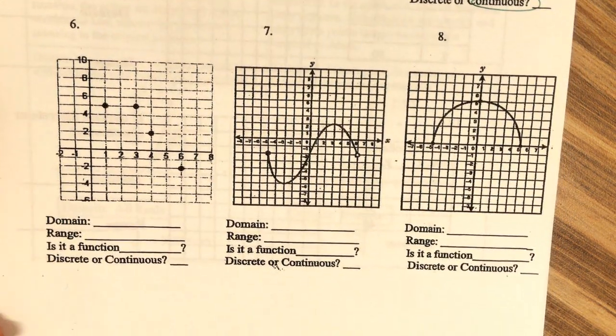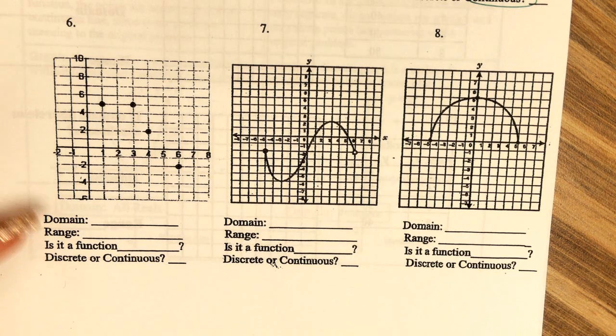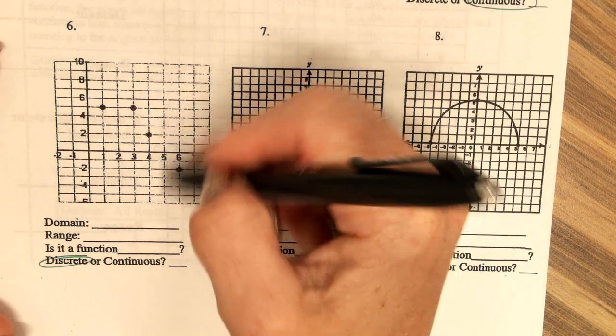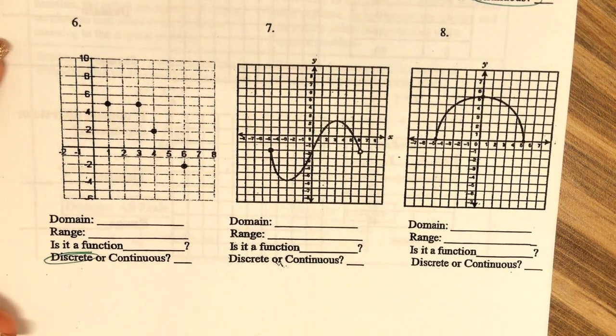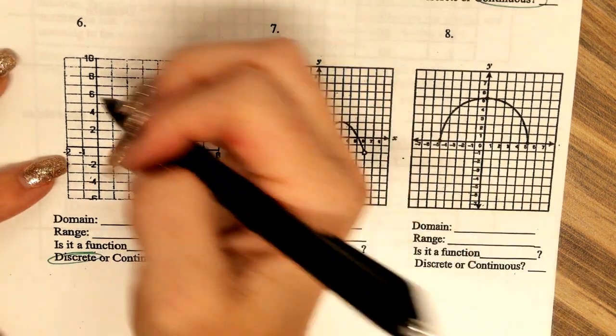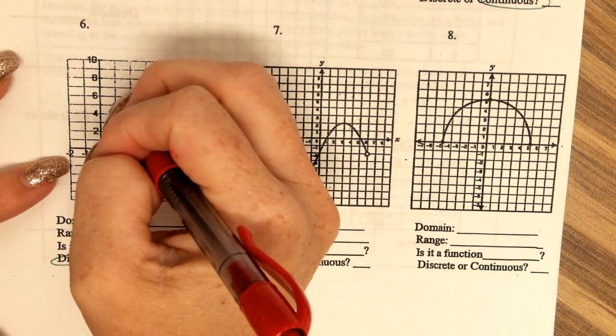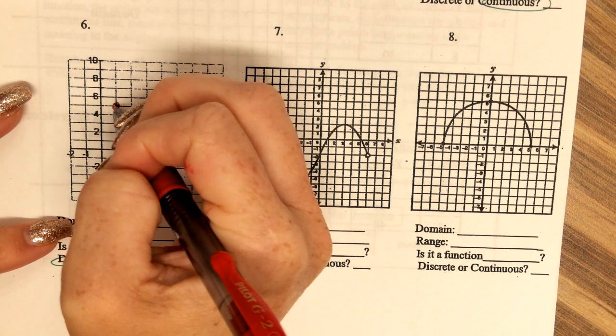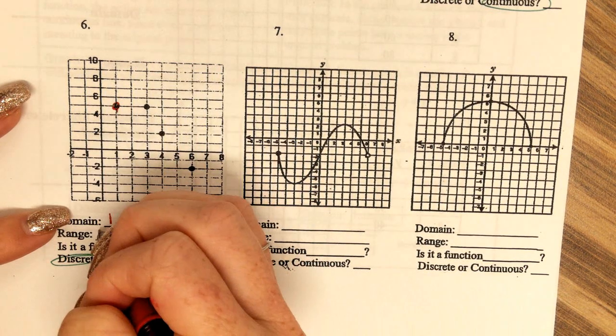Okay, look at the next one. Is it continuous or discrete? Discrete. Why? They're not connected. They're individual dots. Is it a function? How do you know? Vertical line is only going to touch one dot. So the domain for this dot, what is the x value? 1. What is the y value? That's the range.